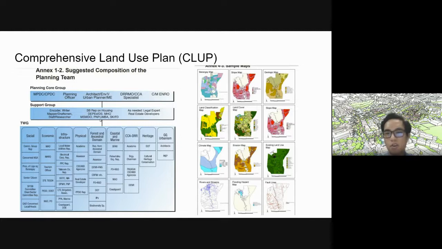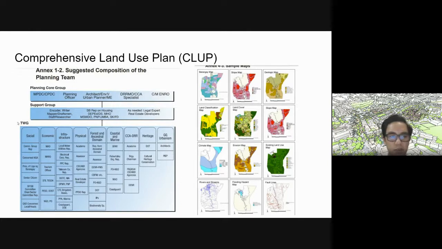That's the planning core group. And they need to be paid properly in order to make these plans. Like at least if it's lower than competitive rate, at least something that will help feed them for their work.